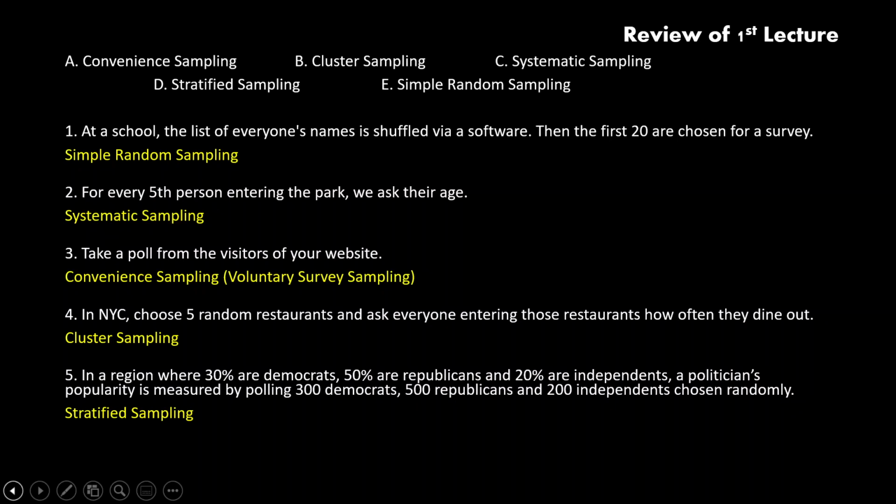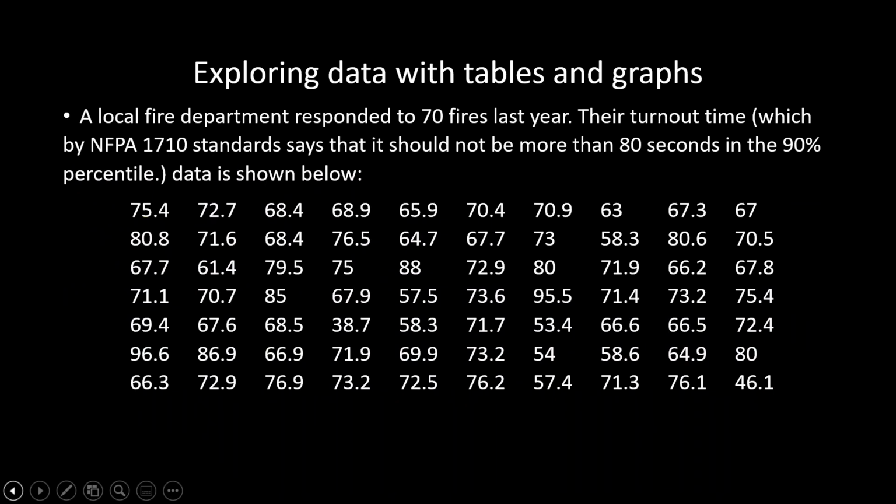All right. So these are the answers. Okay. Hopefully that clarified the distinctions between the sampling methods and also the types of variables. Now today we are going to talk about exploring data with tables and graphs, and I'll also mention some things called quartiles.